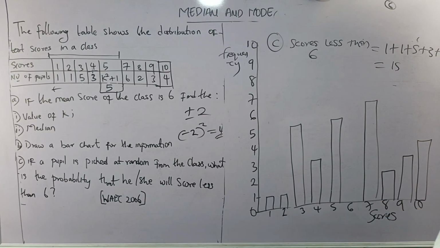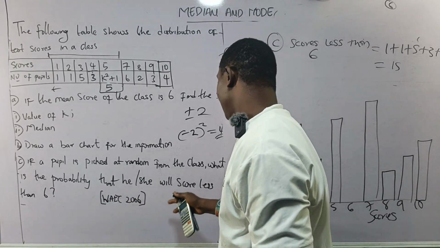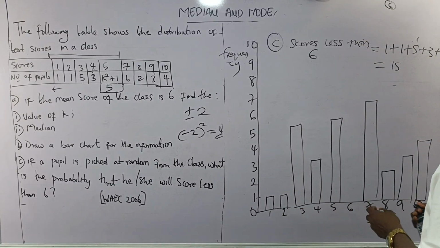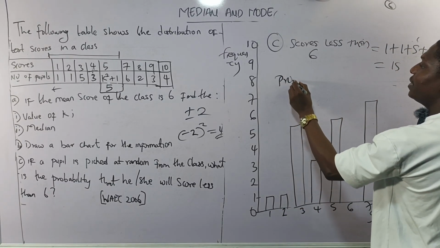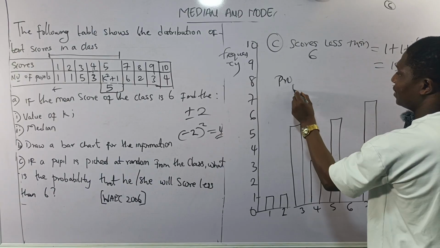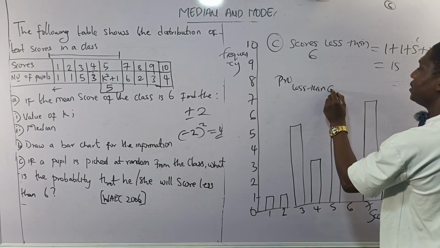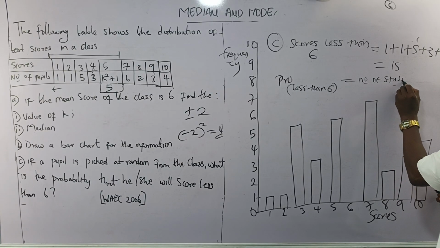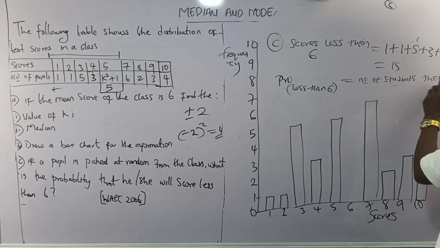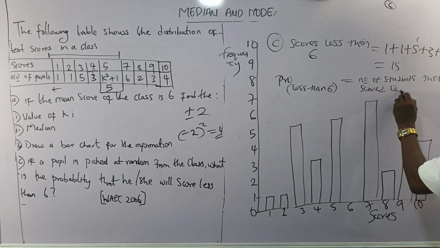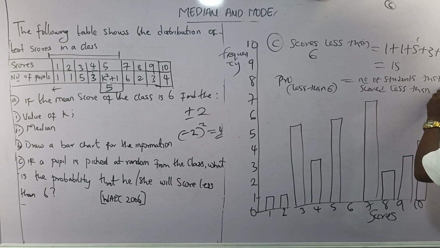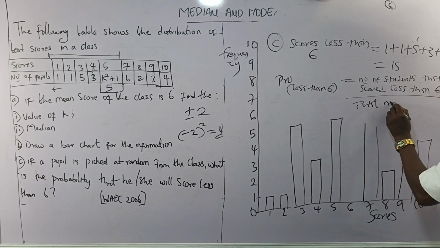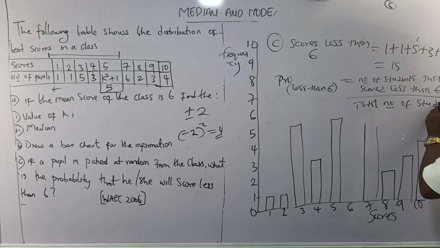So 15 students score less than 6. Now, they ask, what is the probability that he or she will score less than 6? Score less than 6 simply means the probability of score less than 6 is equal to the number of students that scored less than 6, all over what? Total number of what? Students.